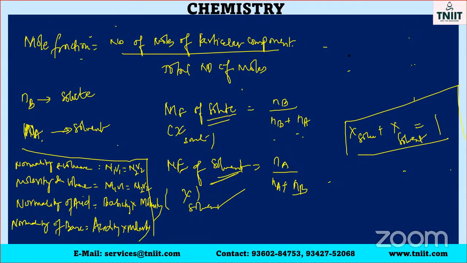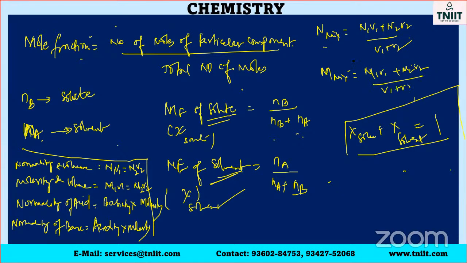Likewise, when two acids are mixed or two bases are mixed, what happens to the normality? The normality of the mixture will be equal to N1V1 plus N2V2 divided by V1 plus V2. Or we can write it in terms of molarity: the molarity of the mixture will be M1V1 plus M2V2 divided by V1 plus V2, the total volume. This is the formula we use when there is no reaction, when two acids or two bases are mixed.